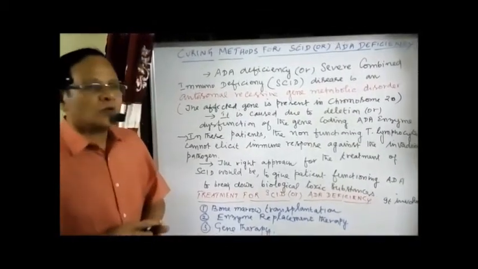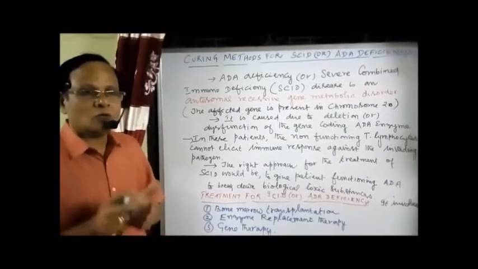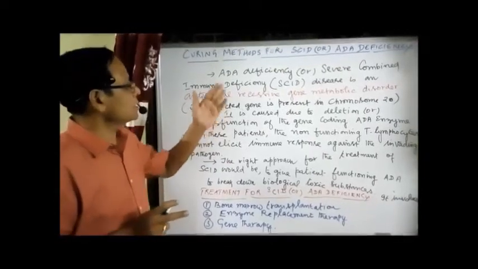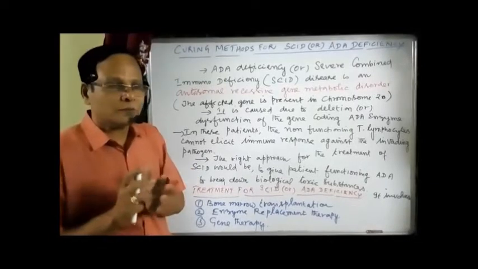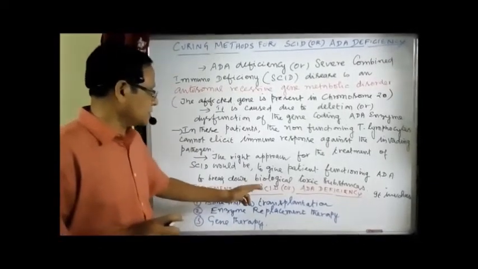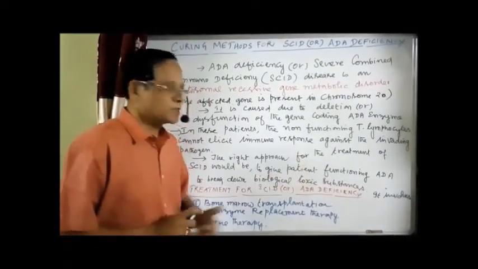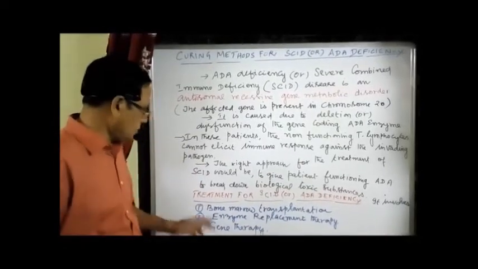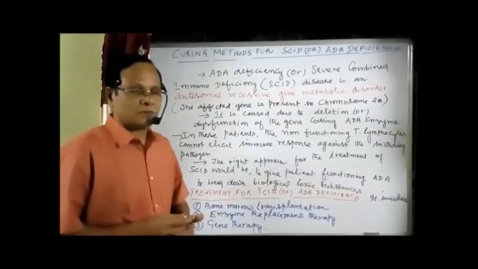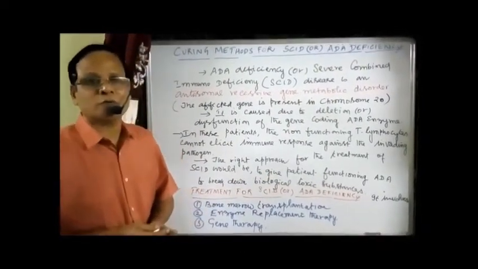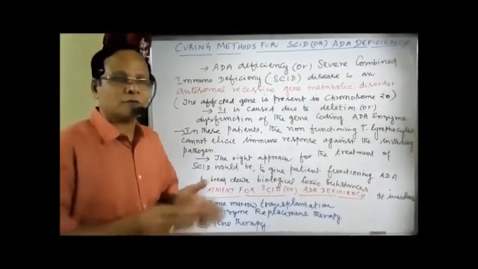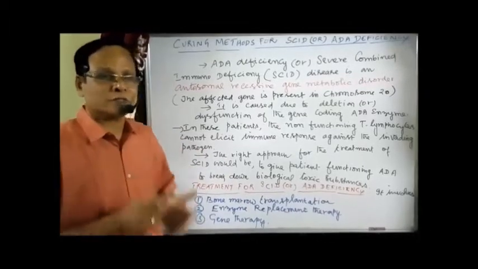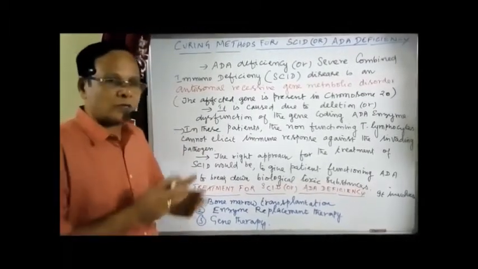Okay, so what are the treatment methods? How would you cure this disease, adenosine deaminase deficiency? We have three different methods for treating SCID or ADA deficiency. It could be cured, number one, by bone marrow transplantation, because bone marrow is the place of production of lymphocytes. We have the stem cells found in the bone marrow for the production of lymphocytes. That's why we have to replace it.